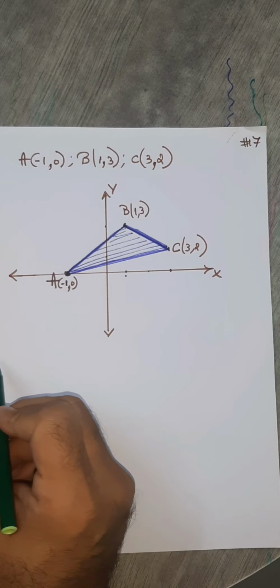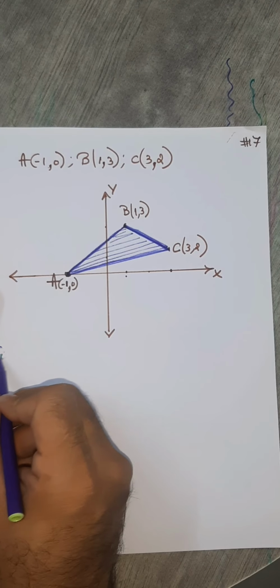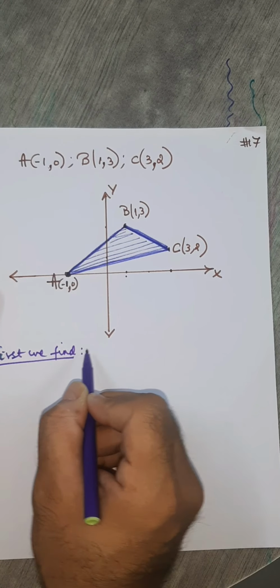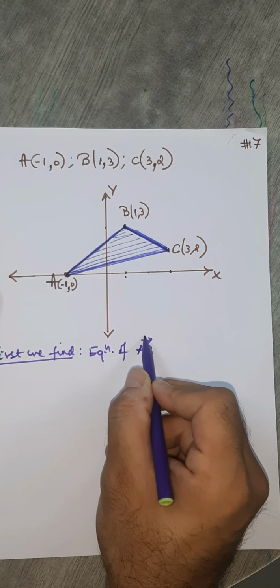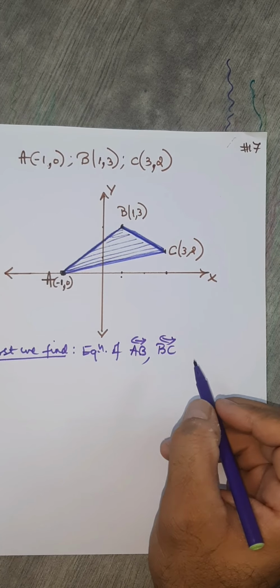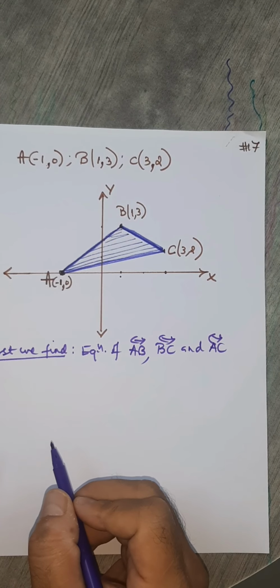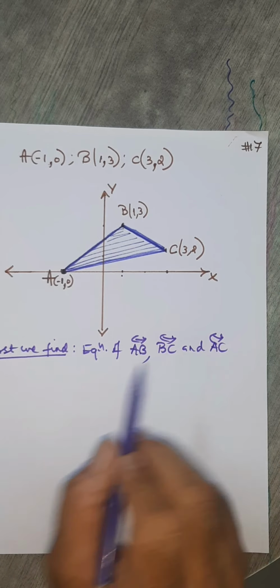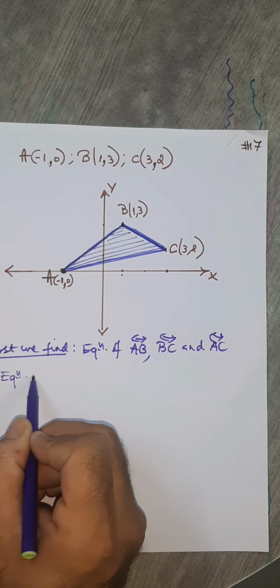Okay, so I'll write here. First we find the equation of line AB, line BC and AC. If you just read the next question, which is also very important, there the equations of the three sides are already given. So there you have ready equations. Here we need to find the equation. So first equation of AB, line AB.